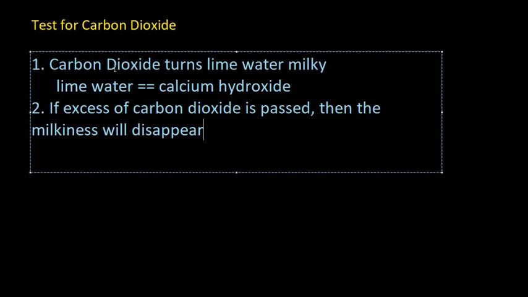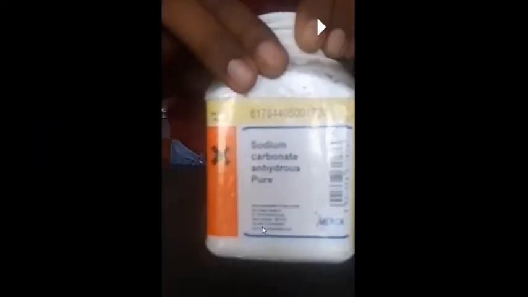So if you pass carbon dioxide through lime water, it will turn milky, and if you pass more carbon dioxide in excess, then the milkiness will disappear. We'll first take a quick look at a demo of this experiment, and then we'll come back to the equations.